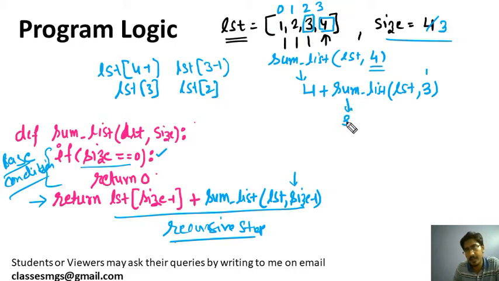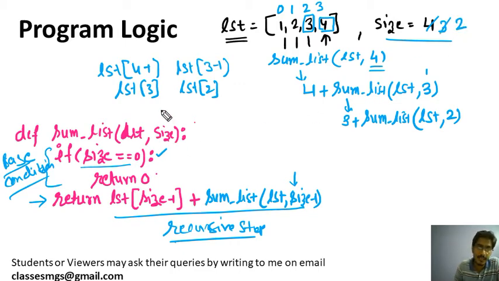Now what will happen, 3 plus, again sum_list will be called, sum_list and lst, and now size minus 1 will be what, 2. This time size becomes 2. Now again this function will be called, size is 2 equals to 0, condition false, again we are going to execute this. This time lst[2-1], lst[2-1] means lst[1], lst[1] is having what value, 2.